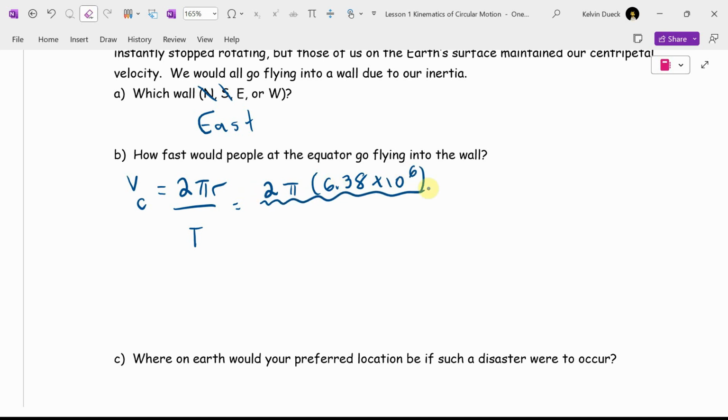What's the period of the Earth's rotation? It's also on the back. Sorry? Can't be 8.64. There's got to be a times 10 to the something with that. 8.64 seconds would be crazy. Well, you didn't read that. 8.64 times 10 to the 4th. Come on, you're all dying to know. How fast would people at the equator go smashing into the nearest eastern wall? Or if there was no wall, how fast would they go tumbling along until they hit something?